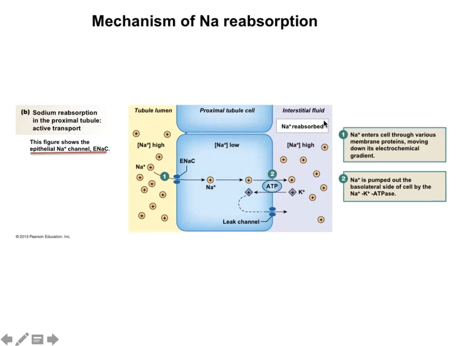Now you finish this job. So the kidney uses a lot of ATP. Then you put a potassium leak channel to balance the concentration gradient of potassium. So that's the mechanism for sodium reabsorption.